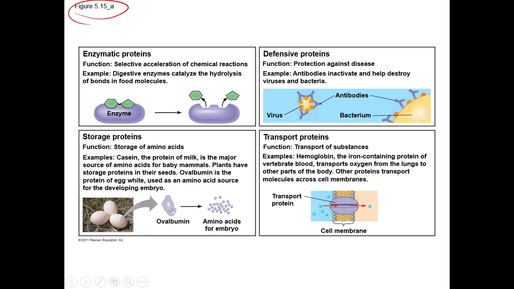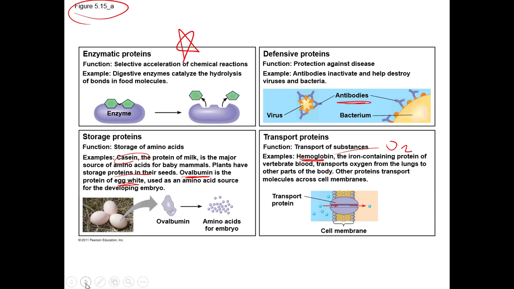So enzymes, remember, speed up chemical reactions. And we'll do a whole section in this unit on enzymes. Defense proteins, think about antibodies. They're actually going to help protect your body. Storage proteins, casein is a protein in milk. It's a major source of amino acids for baby mammals. Plants have storage proteins in their seeds. Ovalbumin is the protein in the egg white, and that's used as an amino acid source for the developing embryo. Transport proteins, hemoglobin transports oxygen in the blood.